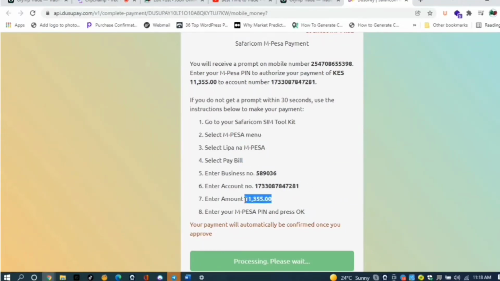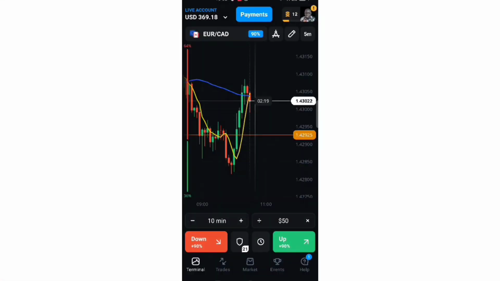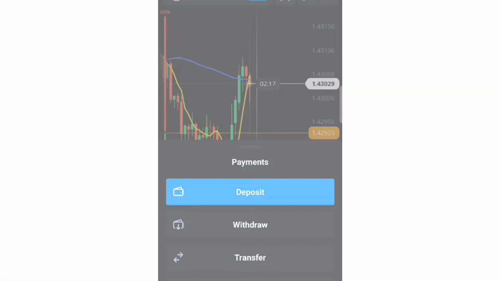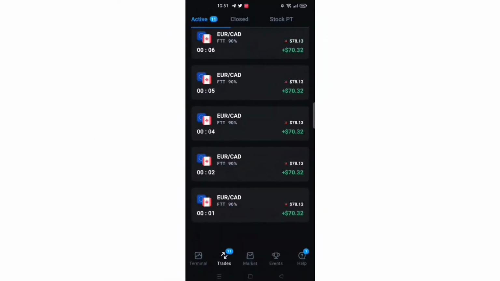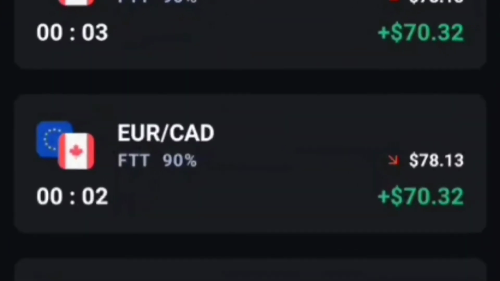The minimum deposit in Olymp Trade is only $10. And if you have followed the instructions to this point, you should have a trading account and at least a $10 account balance. Now to the third step. How to trade easily in Olymp Trade to make $20 per day. Now, in order to start making money with your new Olymp Trade account, you will need to do the following.